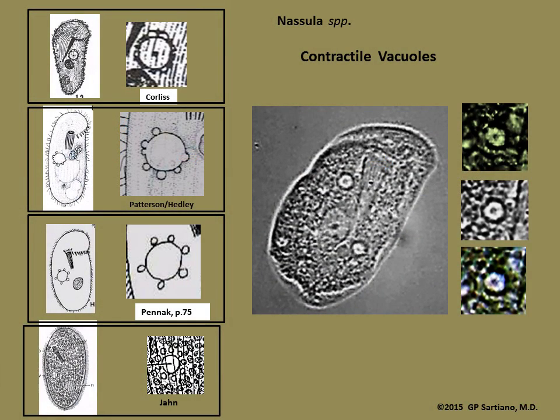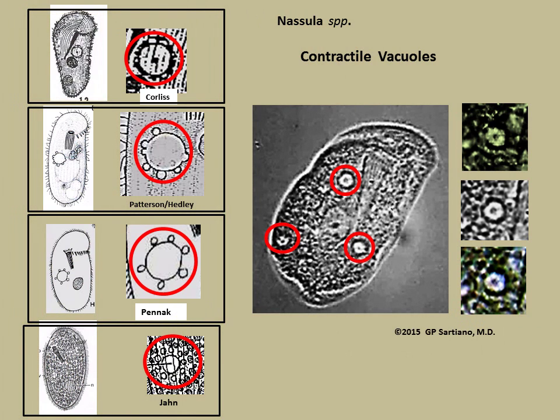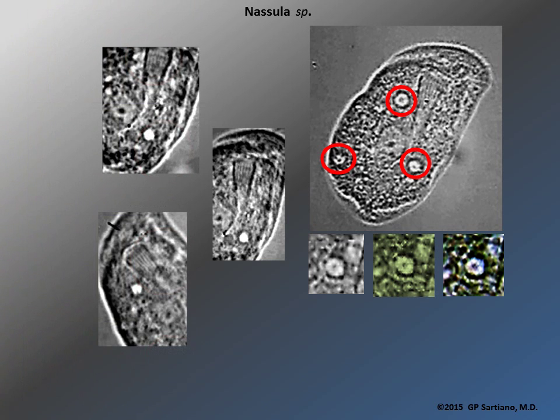As illustrated in the photomicrograph and in these drawings by several authors, there are often cartwheel-shaped objects in the cytoplasm of Nassula. Videography shows that they are contractile vacuoles.